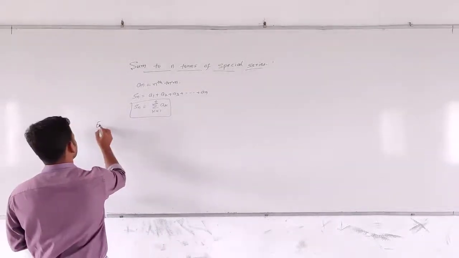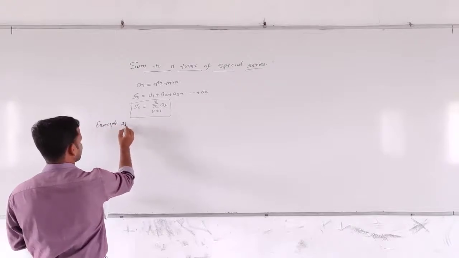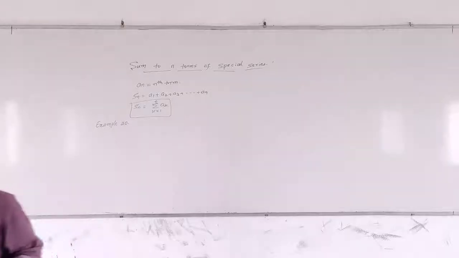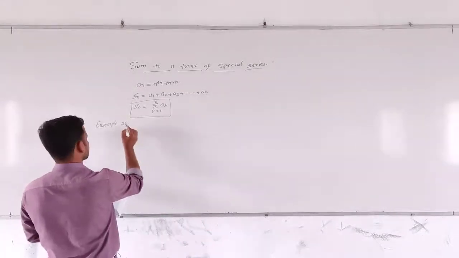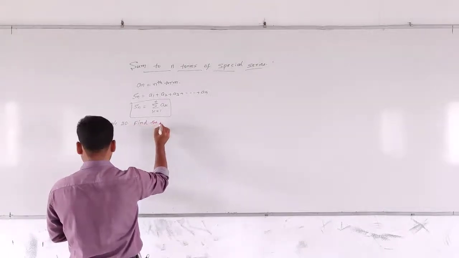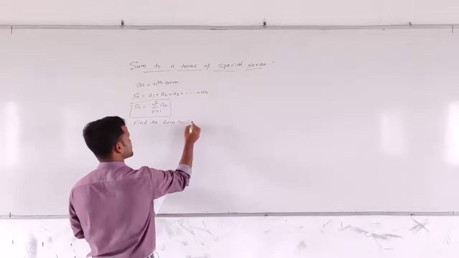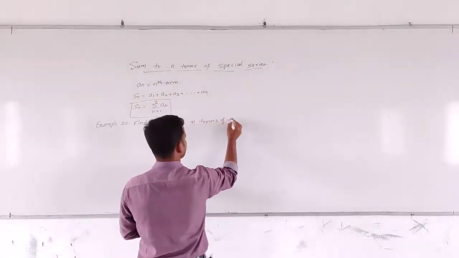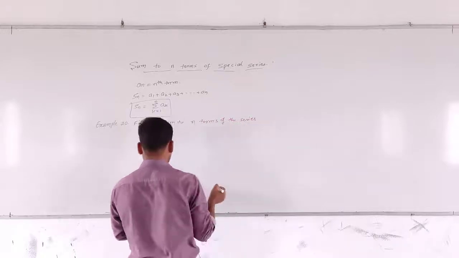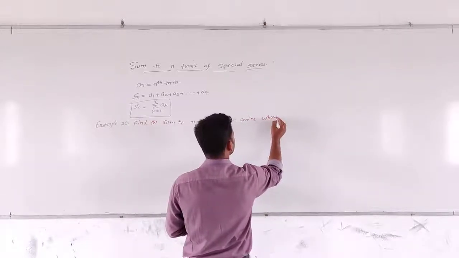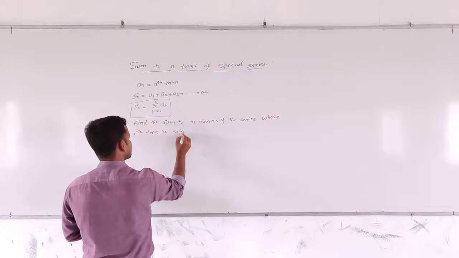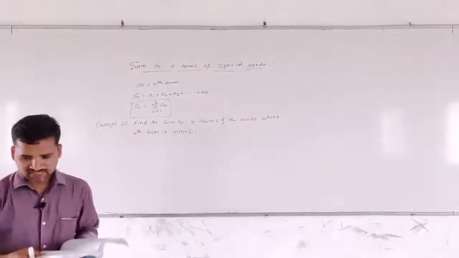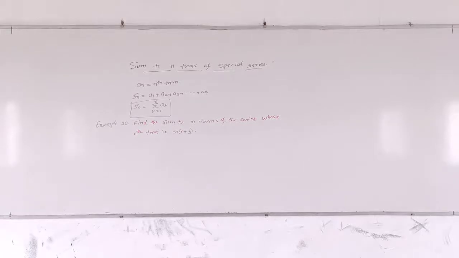Example 20. Example 20 is: find the sum to n terms of the series whose nth term is n into n plus 3. Here the nth term is directly given to us.